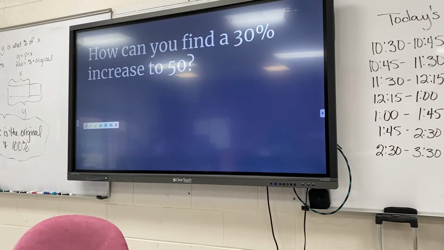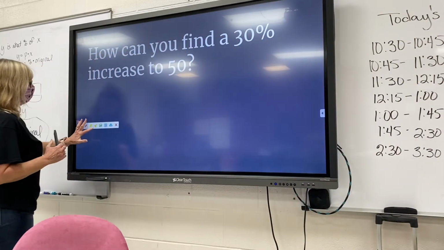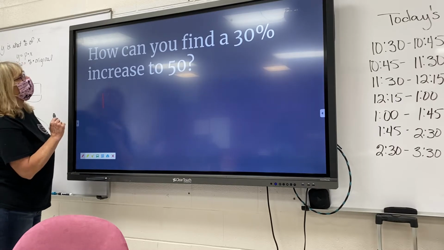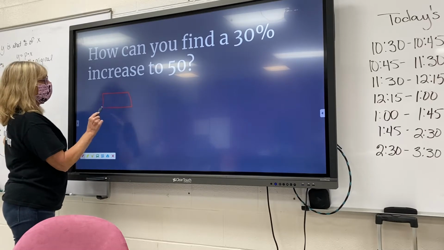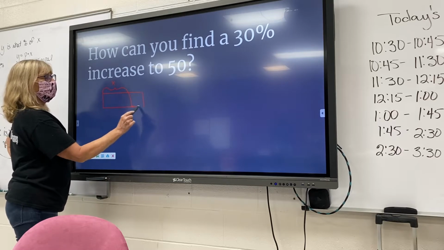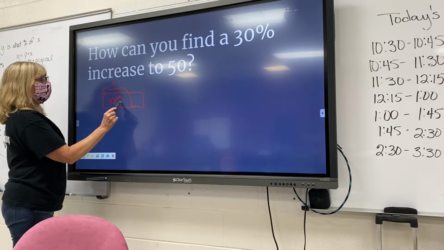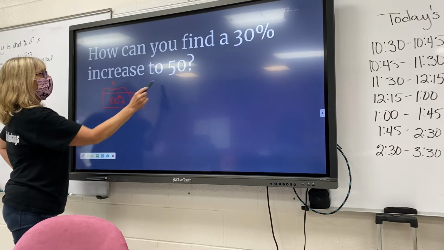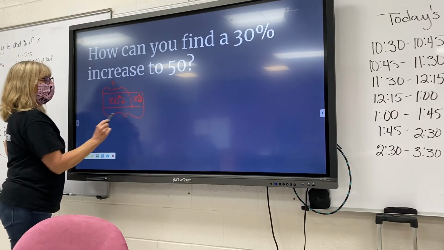All right. So let's try a tape diagram, since some of you are comfortable with that. Okay, so am I doing an increase or a decrease? Increase. Okay, so an increase looks like, here's my x. An increase is going to add a percent onto it, right? X is always what percent? 100. I'm adding 30%. What is this 50? Is that my original or is that my new number?